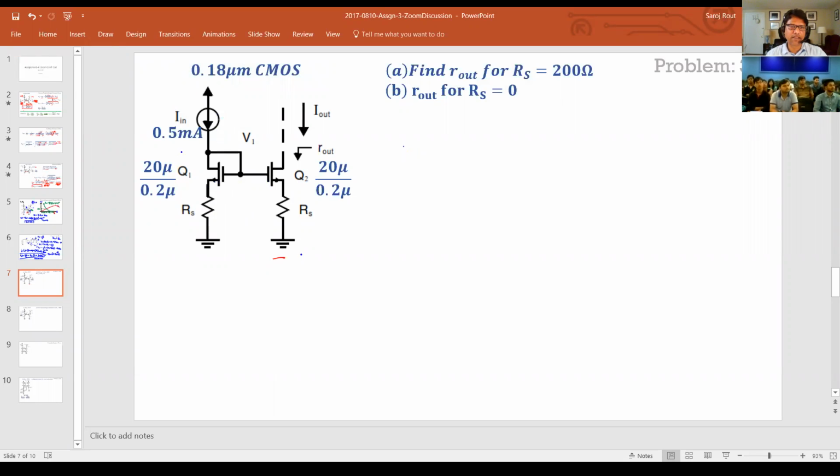By the way, whenever I write just micron, it basically means micrometer. It's just a quicker way of writing the length.